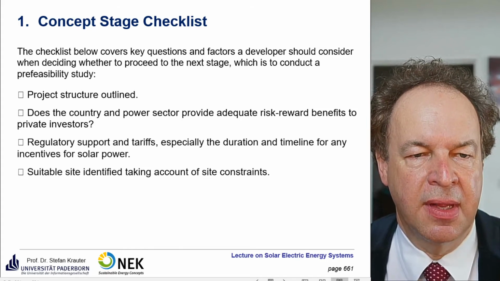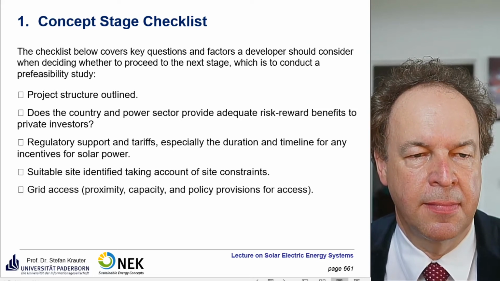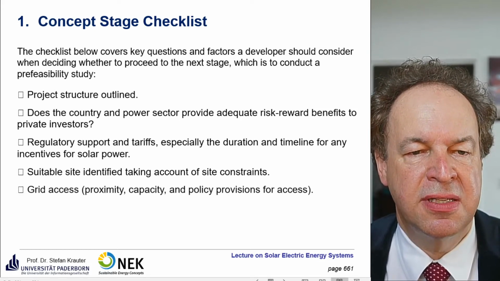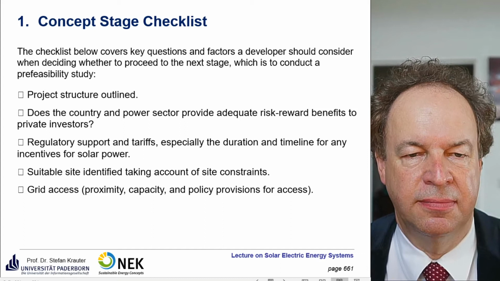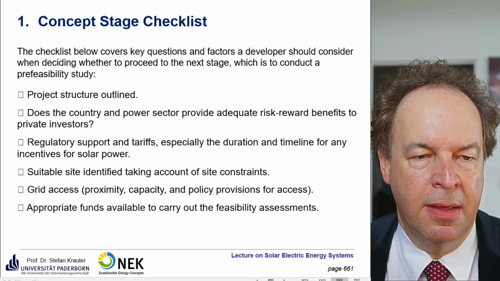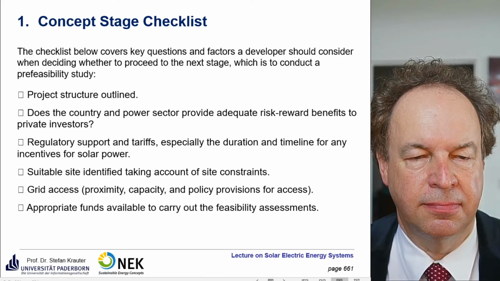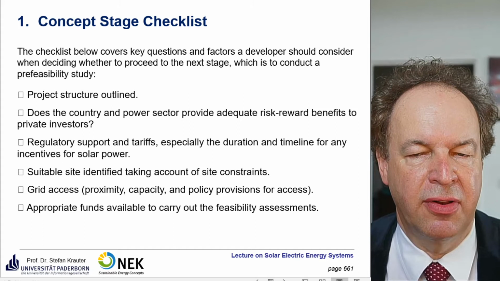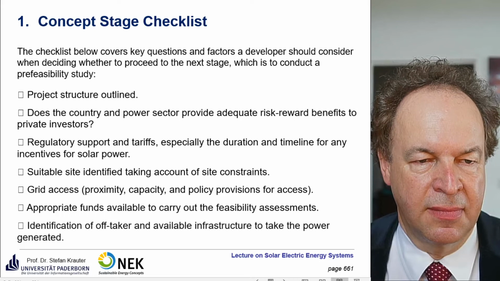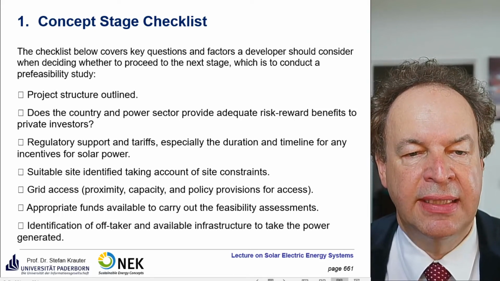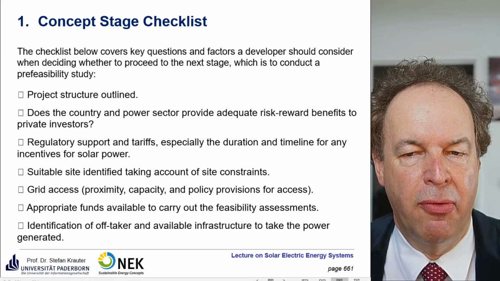Suitable site, identifying and taking account of site constraints. Grid access, so proximity, capacity, and policy provision for access. Appropriate funds available to carry out the feasibility assessments. Someone has to pay for it because you spend several weeks or months to do that. And identification of off-taker and an available infrastructure to take the power generated. Usually you call this power purchase agreement.